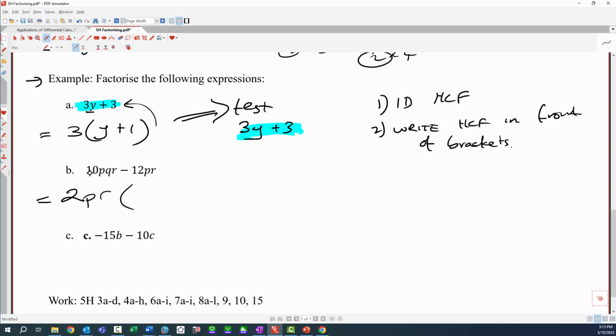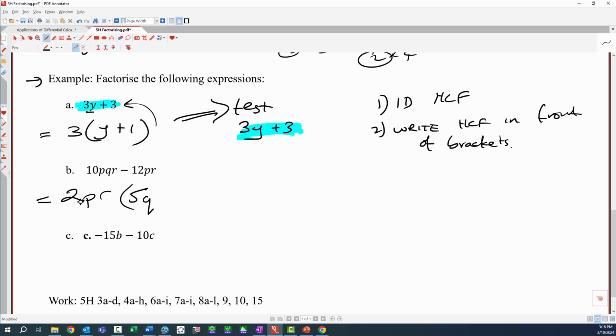All right, so over here now we've got 10PQR, and I'm dividing that by 2PR. So I do 10 divided by 2, well that's 5. I do P divided by P, which is 1, so I'm not going to write that. I do Q divided by, well, there's nothing here, so it's just going to be Q. And I've got R divided by R, which is 1. So I think the answer, the first term, is going to be 5Q.